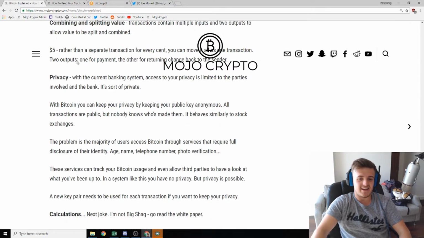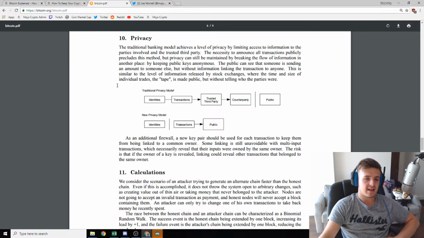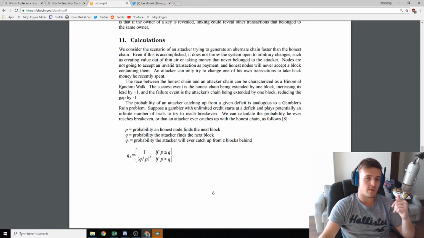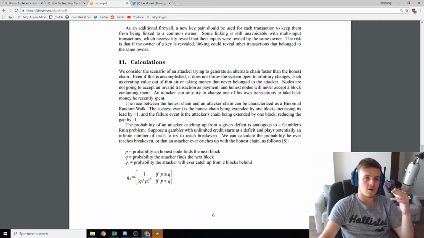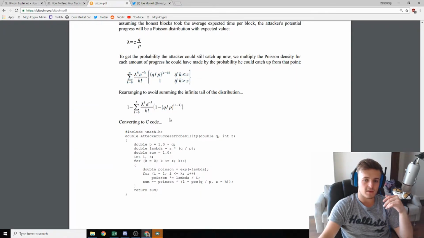The last but not least, the calculations, right? You can see on my website here, I put calculations, next joke, I'm not Big Shaq. Go and read the white paper. Basically, the calculations are so complex, I can't explain it to you right now in my current understanding of it better than the Bitcoin white paper can explain it to you. So go onto the Bitcoin white paper, go to the calculations section at the end, have a read through. You've got some baffling formulas down here.